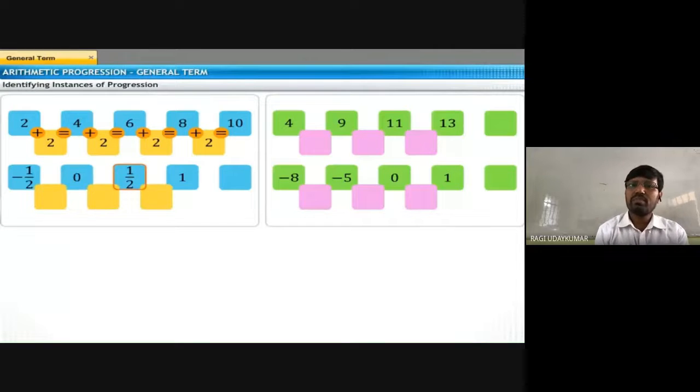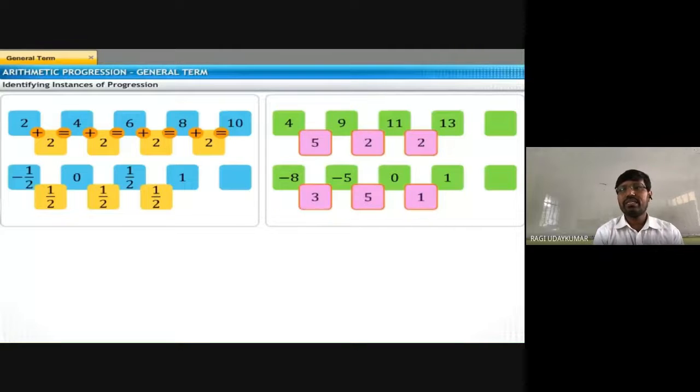Similarly, minus 1 by 2: add plus 1 by 2 and we get 0; add plus 1 by 2 to 0 and we get 1 by 2; add 1 by 2 to 1 by 2 and we get 1; add 1 by 2 to 1 and we get 1.5, which is nothing but 3 by 2. The next number we are going to get is 3 by 2. In the same way, 4, 9, 11, 13 is there. And minus 8, minus 5, 0, 1.